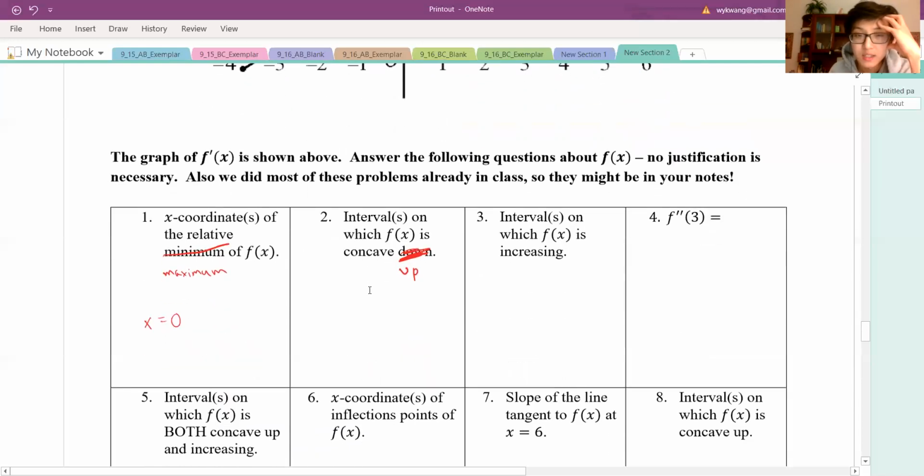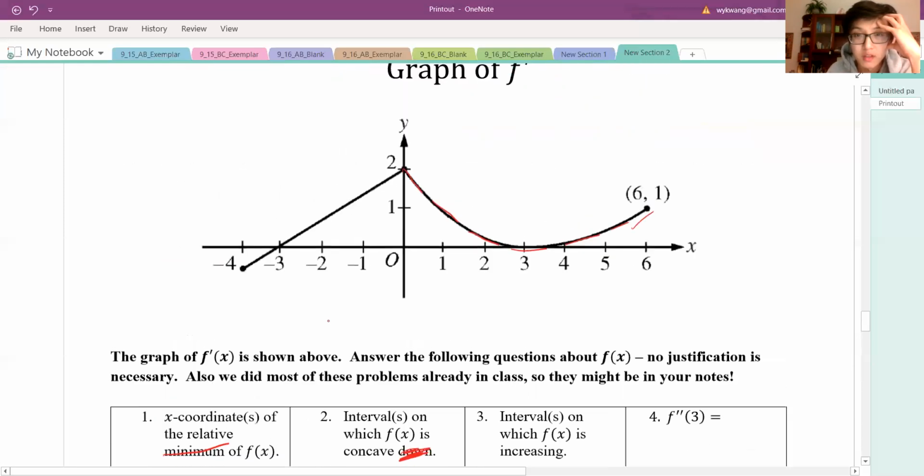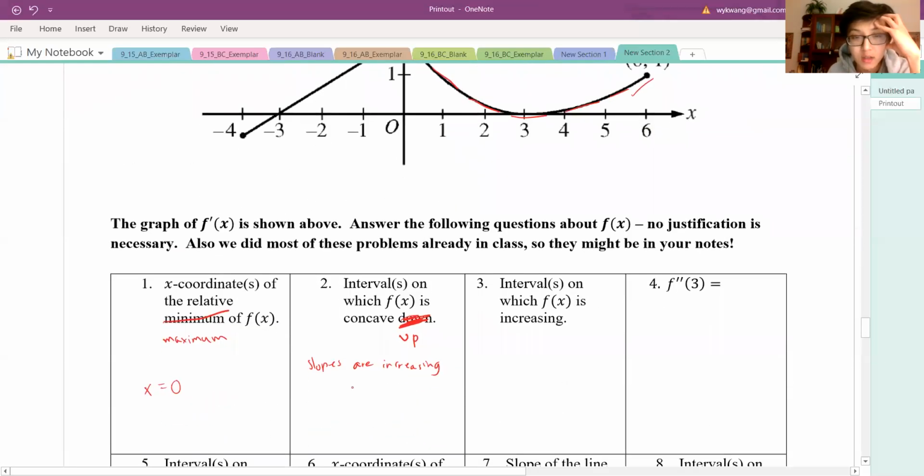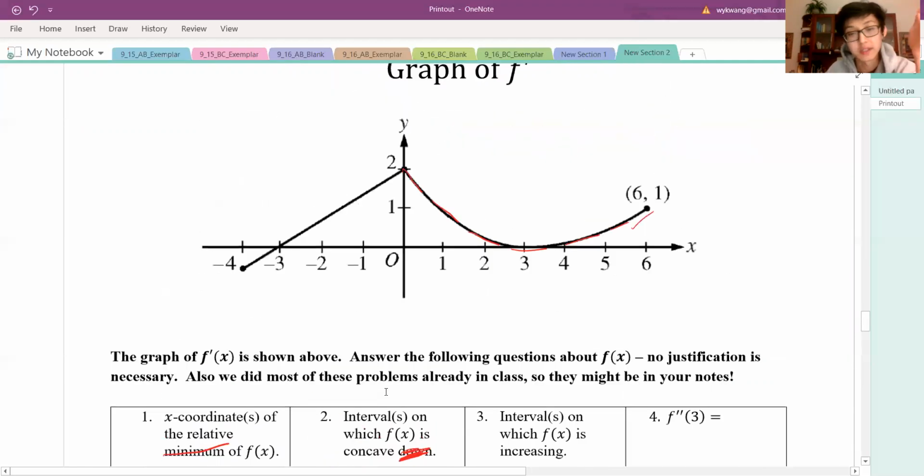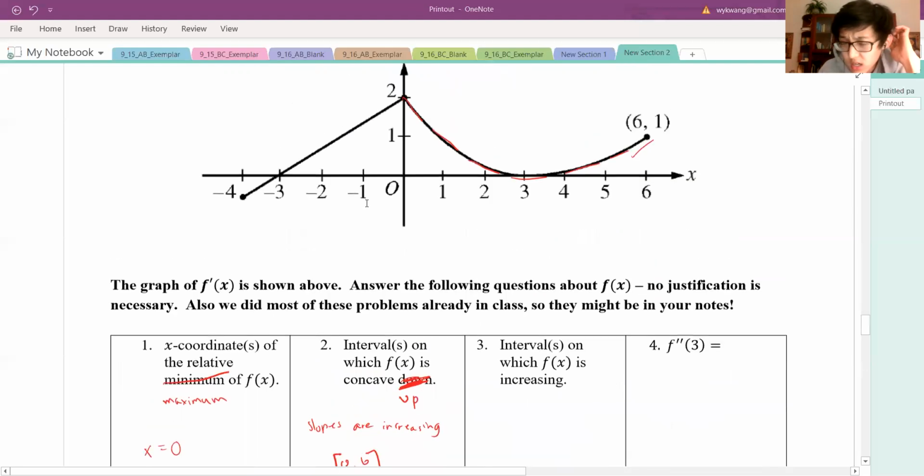So because its slopes are increasing, we know it's concave up from 0 to 6. So I guess it's kind of a trick question because I don't think there's anywhere where it is concave down.